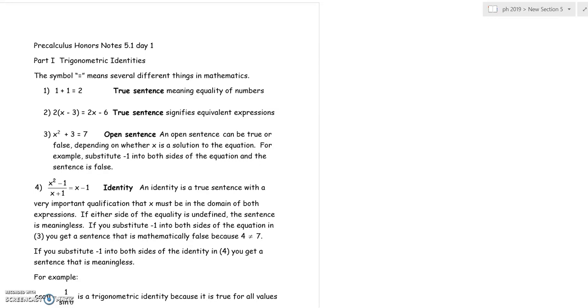Hi everyone. So we're going to start by talking about trig identities. Chapter 5, section 1 is all about trig identities. Let's start by talking about what is a trig identity.